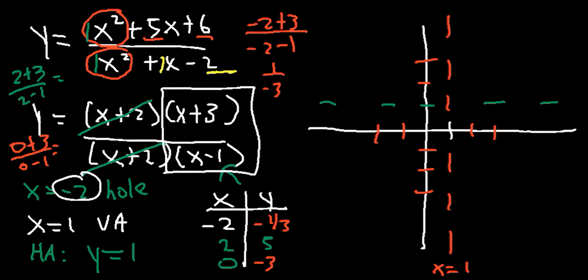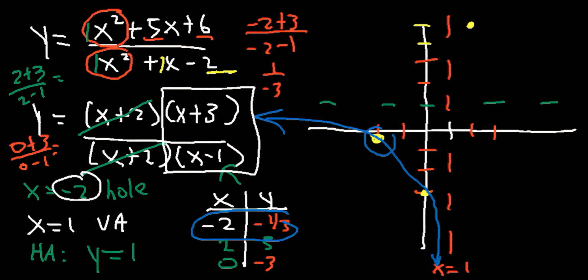So negative 2 comma negative 1/3 is somewhere over here. And 2 comma 5 is up here somewhere. And 0, negative 3 is down here. So we can see how this graph is going to look like. It starts from one asymptote, it connects to these points, and it follows the other one. However, we did say this is a hole. So this should be an open circle. I know I drew a closed circle, but ignore the yellow point. It should be a hole there.